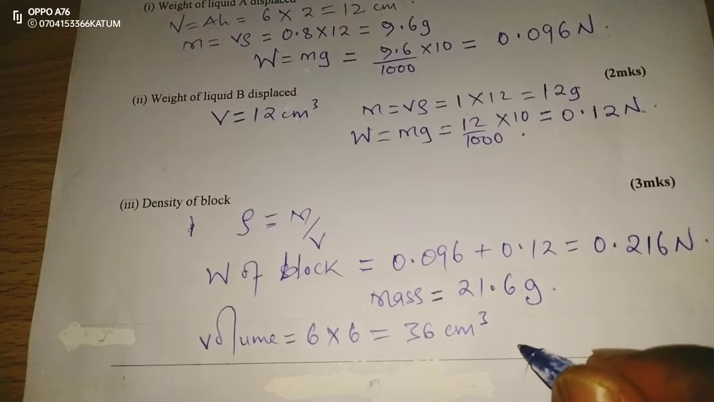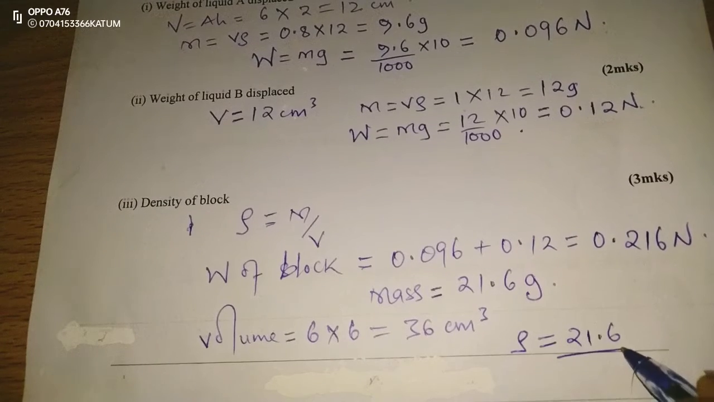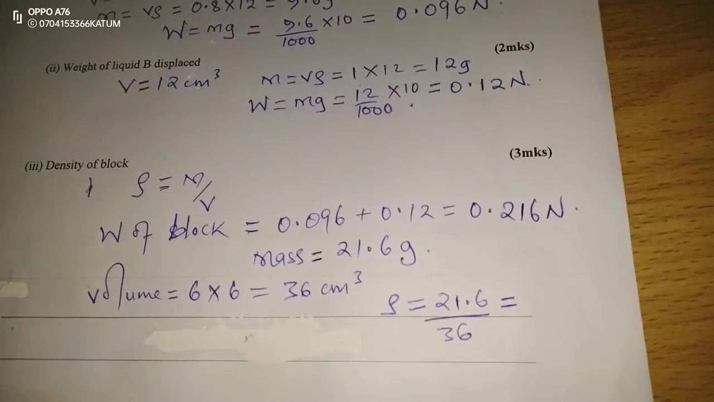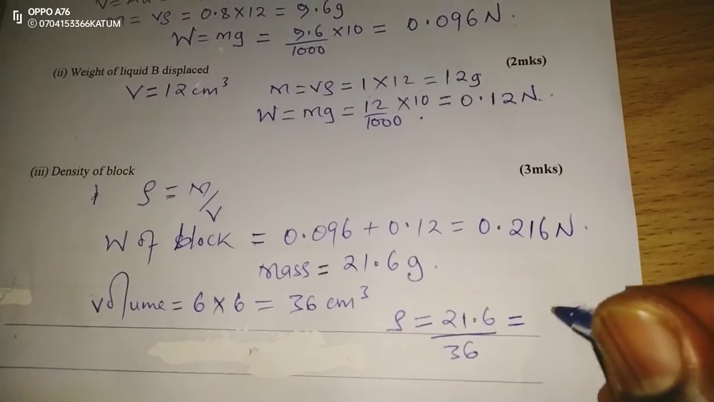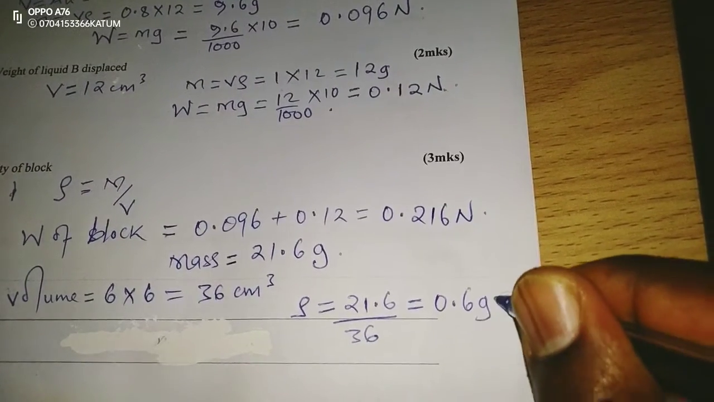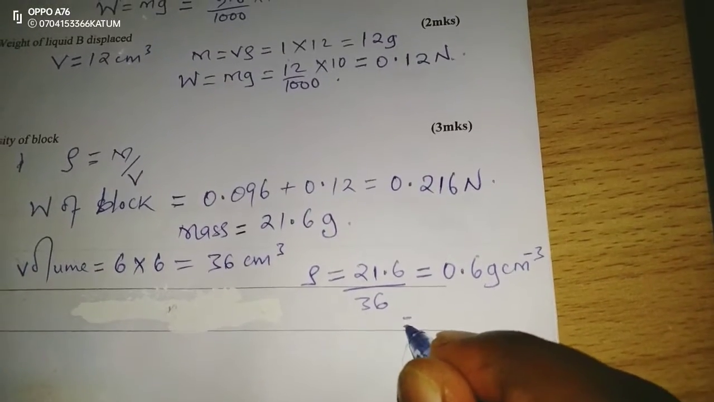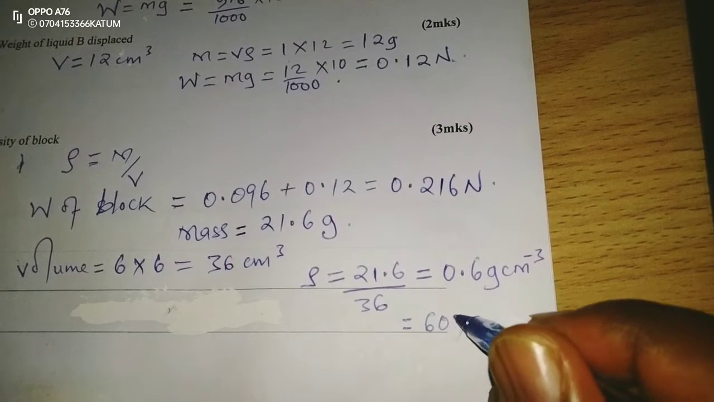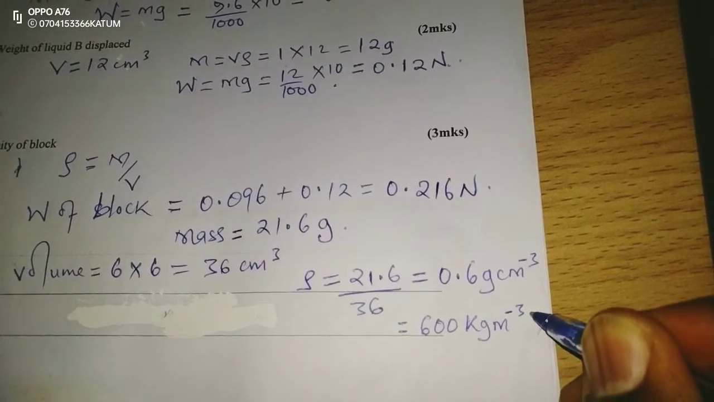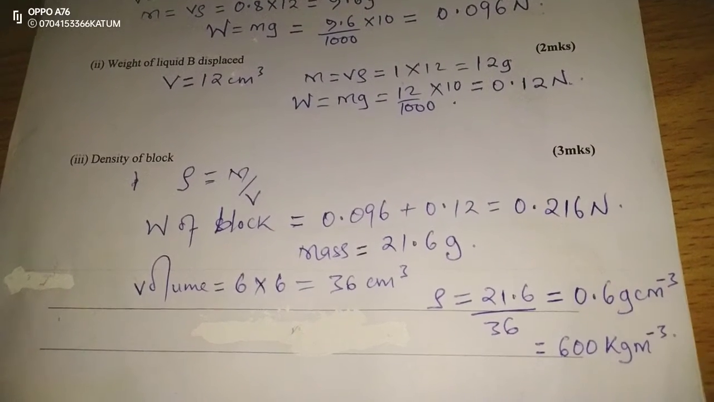Therefore, for us to get the density, we need mass divided by volume. When we divide by volume, this gives us 0.6 grams per cubic centimeter, which can otherwise be expressed in SI units as 600 kilograms per meter cubed. So that is how we get the density of the block, which is floating in the two liquids.